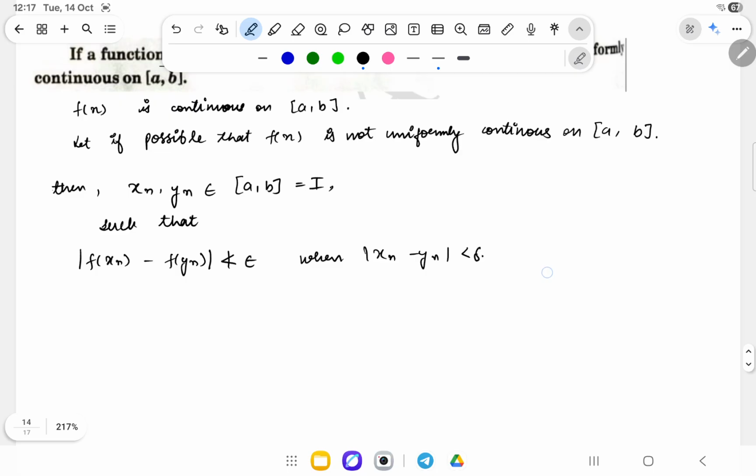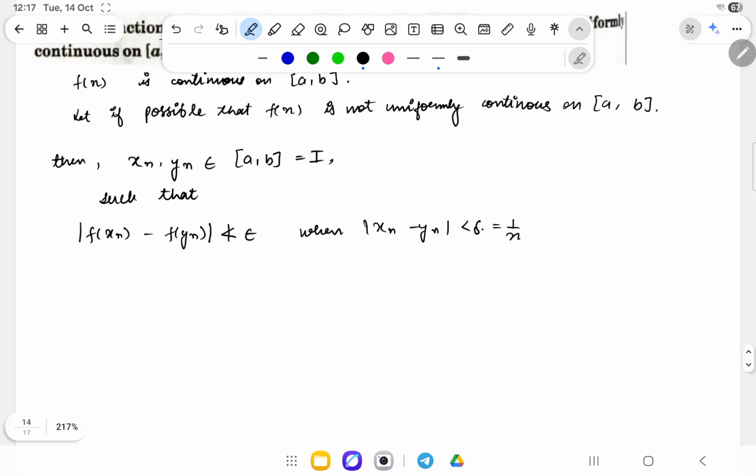Right, this is what we see in sequential criteria, like when it's not uniformly continuous. Now if you observe that we have taken these two sequences, xn, yn belongs to I, and set I is basically closed and bounded. So if the set itself is closed and bounded, then these two sequences are basically bounded sequences. So from there we got that xn, yn are bounded sequences.